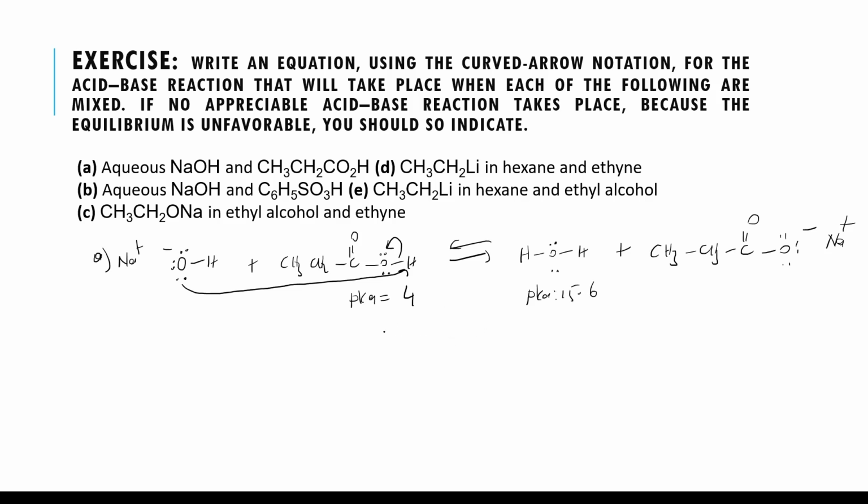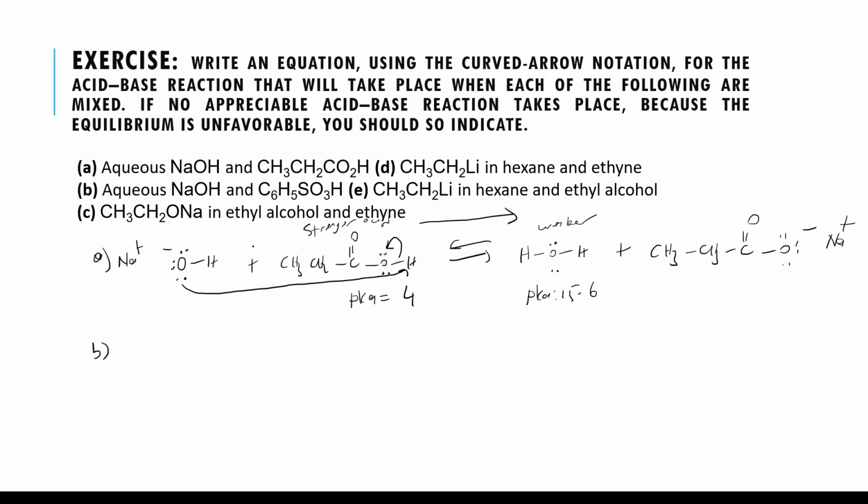So which one is the stronger acid? Propionic acid versus the water. The one with the lower pKa is the stronger acid. So this is the stronger acid and water is the weaker acid. Basically, we are looking at acid and conjugate acid on both sides. Equilibriums tend to go from the stronger acid to the weaker acid side. Yes, this reaction is feasible. Let's look at the second option.